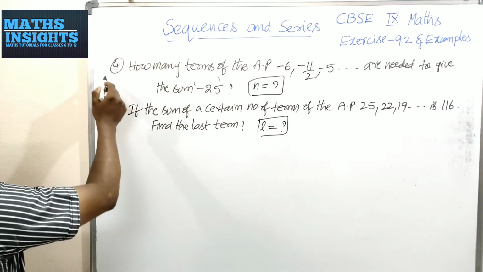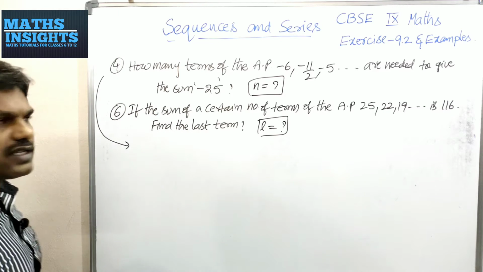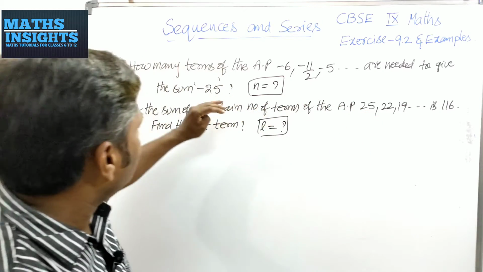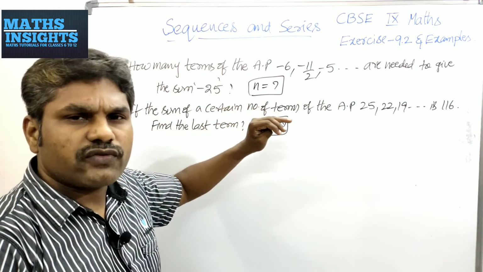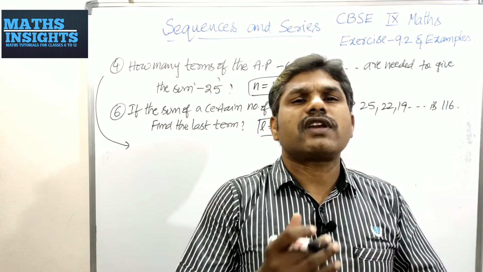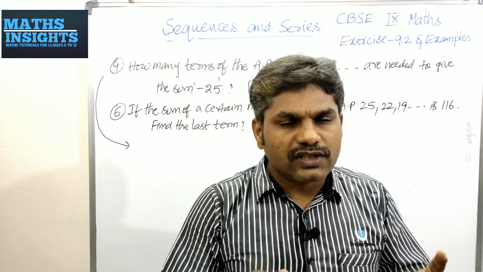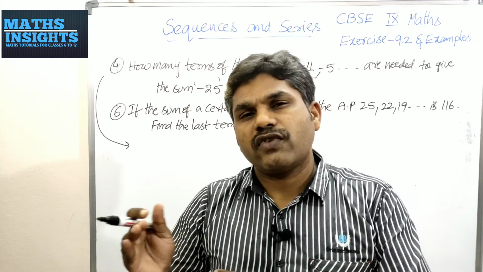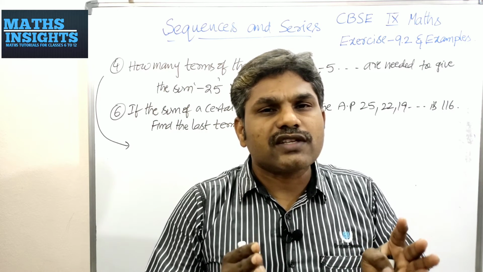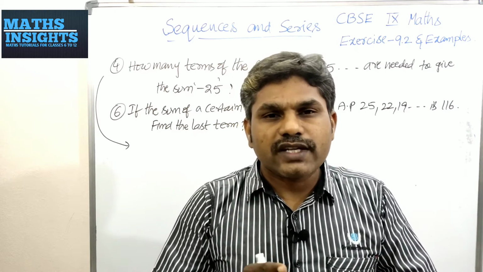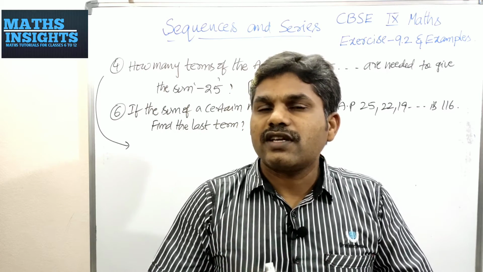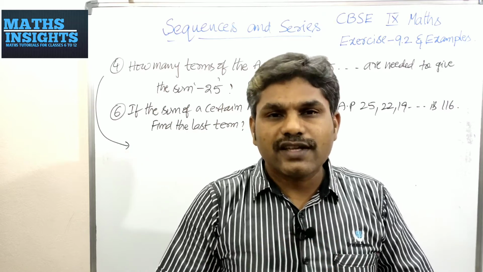Now I will solve the fourth one, then solve the 6th one. How many terms of the AP are needed to give the sum minus 25? See, I will assume let n terms are needed. If you don't know something, you will assume it as x, y, z like that. Here also, if I don't know how many terms, then I will assume let the number of terms be n, meaning if you are adding n terms, I am getting the result.